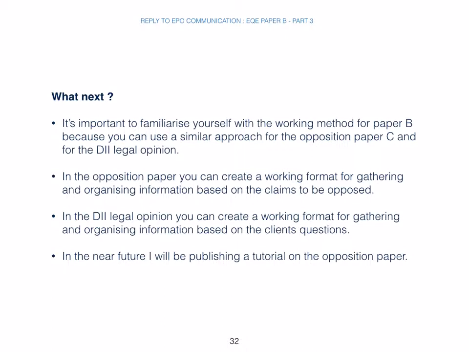In the D2 legal opinion, you can create a working format for gathering and organizing information based on the client's questions. In other words, all of the organizing of the information you need for the legal opinion should be done based upon the framework given by the questions that the client asks you to answer. In the near future, I will be publishing a tutorial on the opposition paper, and I hope you will join in with that too.